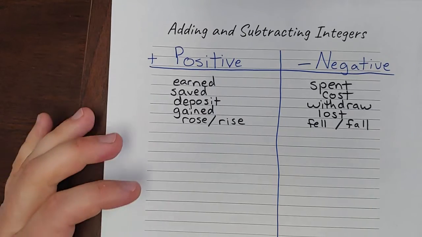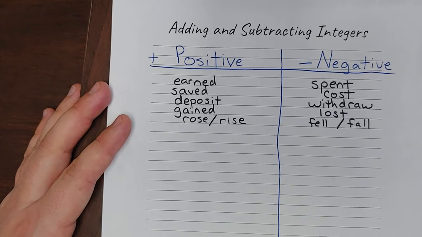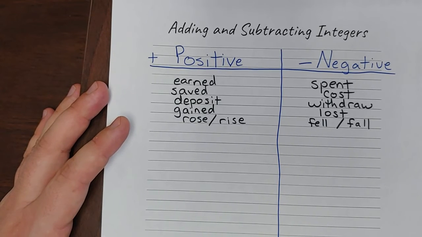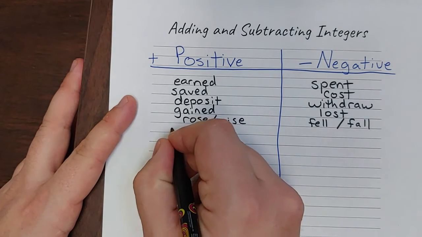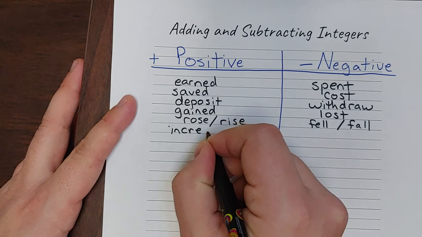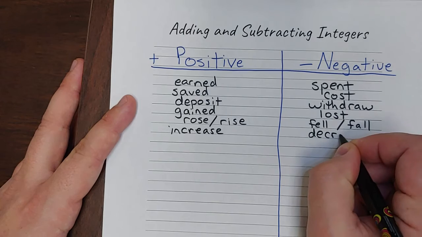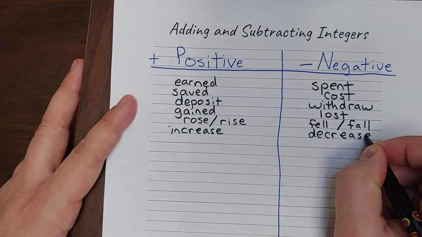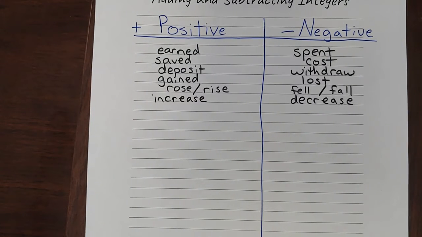Next, we're going to have increase and decrease. Where's the increase going to go? Positive or negative? Positive, correct. Thank you. Increase and decrease. All right. An increase. This could also do with finances. Could deal with temperature.